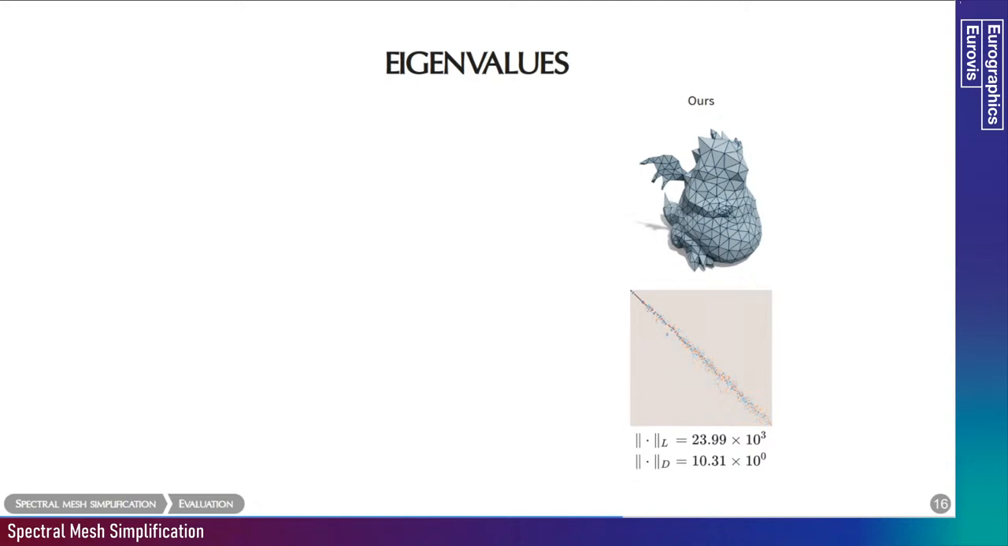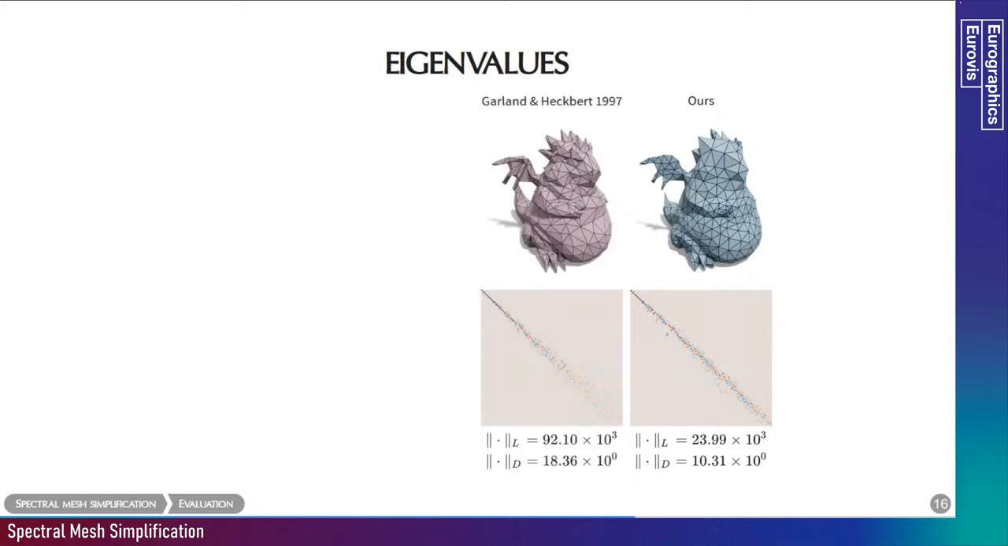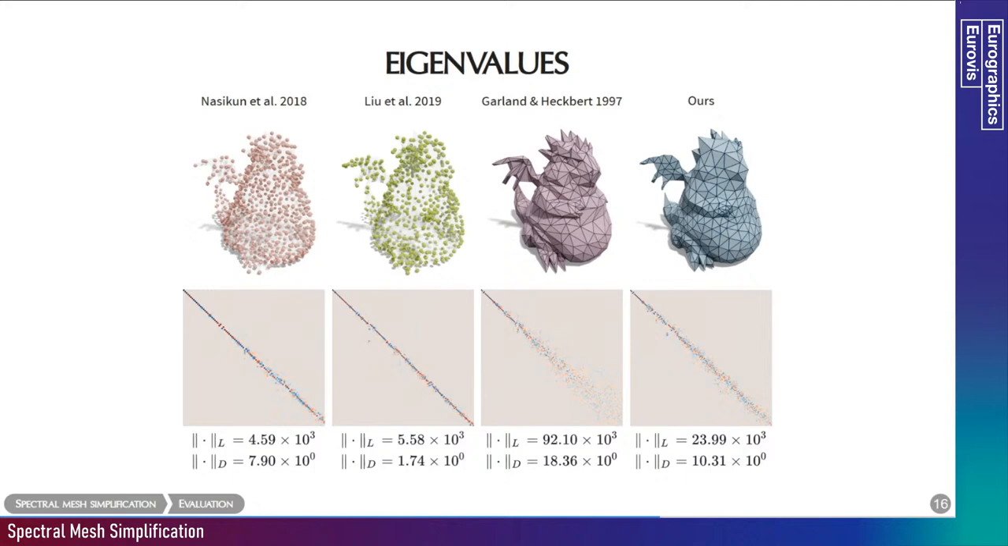Here is a functional map on its norms when simplifying this mesh to only 3% of its initial size. It is much closer to being diagonal than with the quadric simplification of Garland-Heckbert. At the cost of not producing a mesh, both the methods of Nasikun and colleagues and Liu and colleagues attain more faithful results. It is to note that contrary to these methods, we tackle an inverse problem.